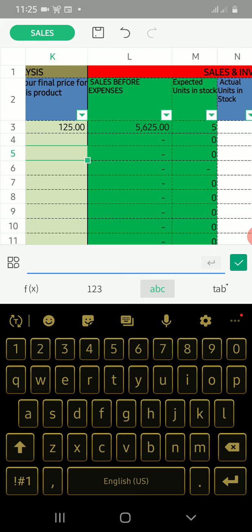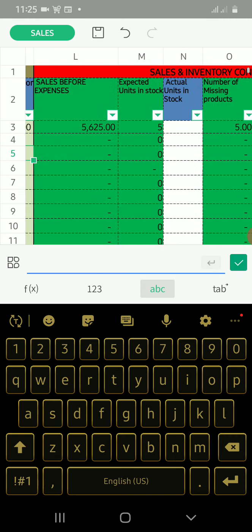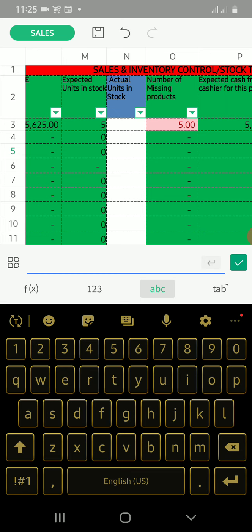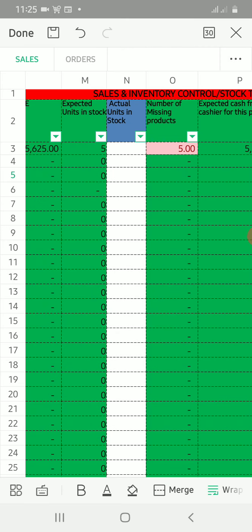the sales before expenses. Remember, it has not yet deducted the 150 shillings that you used for piki piki, for the boda boda. So there's this other column that the tool will calculate for you, which is the expected units in stock. It's here and it's automated, so you don't have to calculate it. Remember, you had 50 kgs, or rather 50 units, which in our case is kgs, but now you only sold 45. So at the end of week 1, you expect to have 5 units remaining in your shop. Okay, but the tool has already calculated for you.